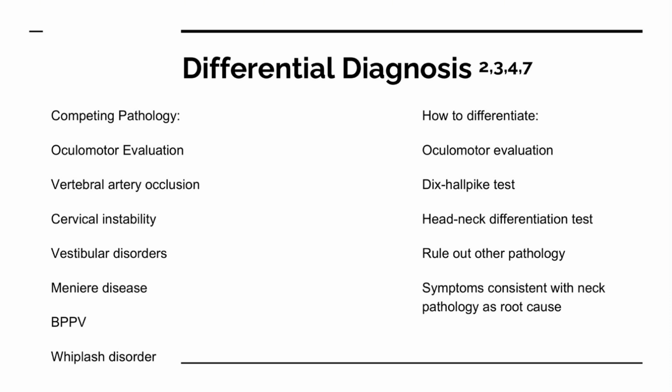How are you able to differentiate? Oculomotor evaluation, the HAP pipe test, head neck differentiation test, rule out other pathologies as well. Symptoms consistent with neck pathologies, root cause. Another thing that goes with vertebral artery conditions that may be misconstrued with this is blood clots in the area. Blood clots cause a lot of disorder of the entire body, so a lot of research was done and said they kind of get that confused with the cervicogenic disorder as well.